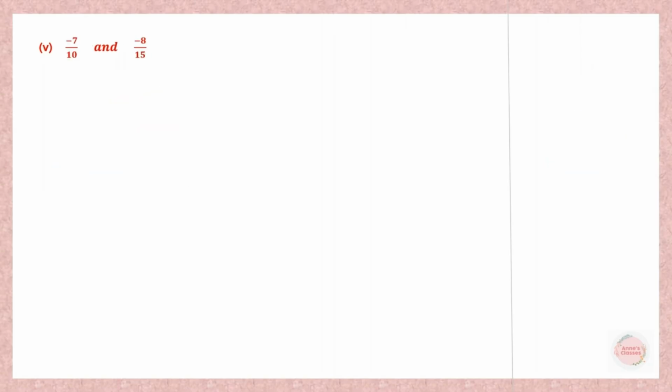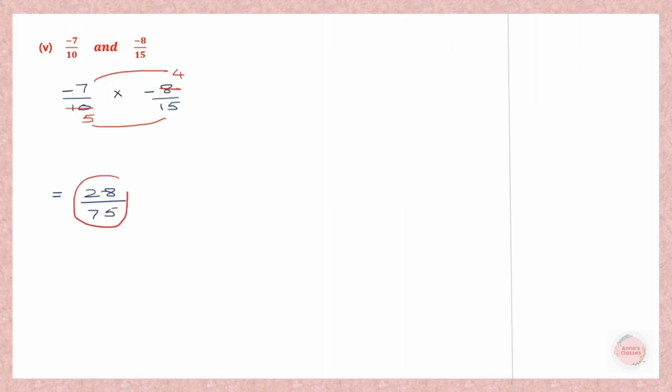Question 5. Here we have minus 7 by 10 into minus 8 by 15. What can we cancel? We can cancel 10 and 8 by 2. So let's do that. 2 fives are 10 and 2 fours are 8. Now is there anything else that we can cancel? There's nothing else. So we multiply the numerators and the denominators. Minus 7 into minus 4, minus into minus is plus. 7 fours are 28. And here 5 into 15, 15 fives are 75. So what is our answer? 28 by 75.